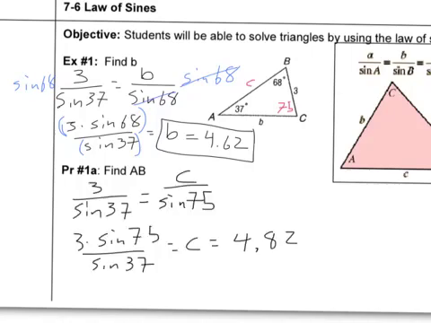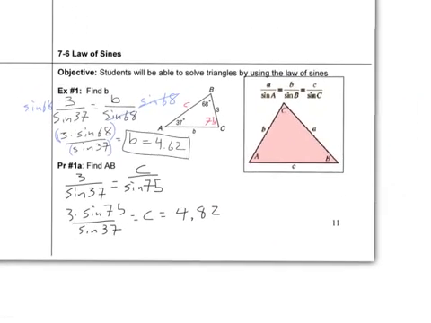Okay, I set it up the same way I did the previous problem. Multiply both sides by sine 75, giving me this. When I plug this into my calculator, I got 4.82. Well, I really got 4.815, but if I'm rounding to 2 decimals, I got 4.82. Okay, let's go to the next page.